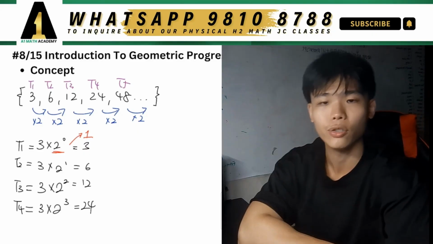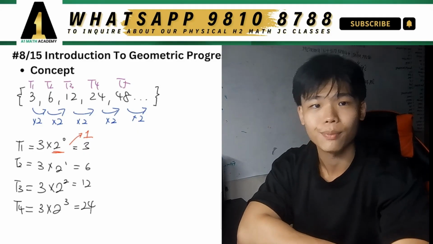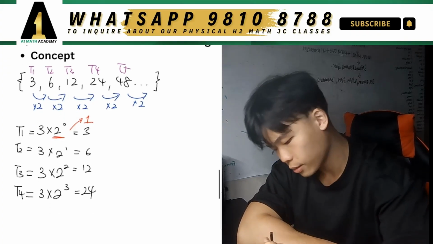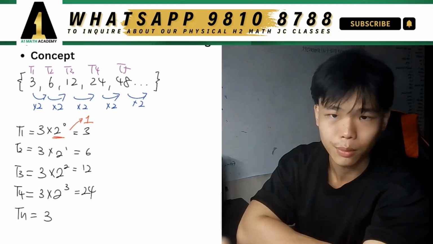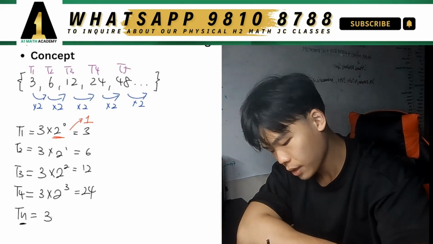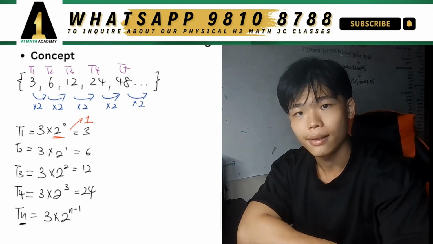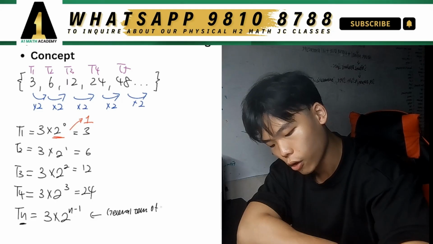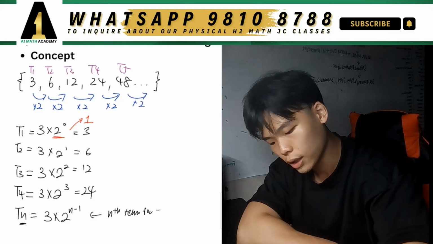I'm sure by now you are able to spot the pattern for yourself. What is the general term of this geometric progression? The general term will be Tn equals 3, since everything starts from the first term, which is 3, times 2 to the power of n minus 1. For the nth term, I multiply forward a total of n minus 1 times. This is the nth term for this GP.